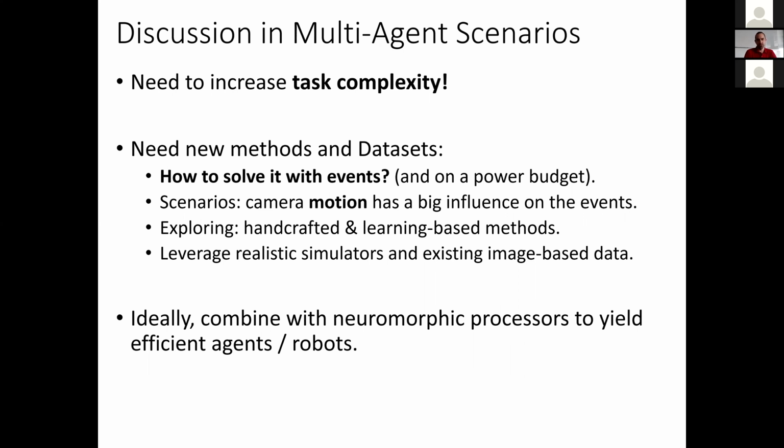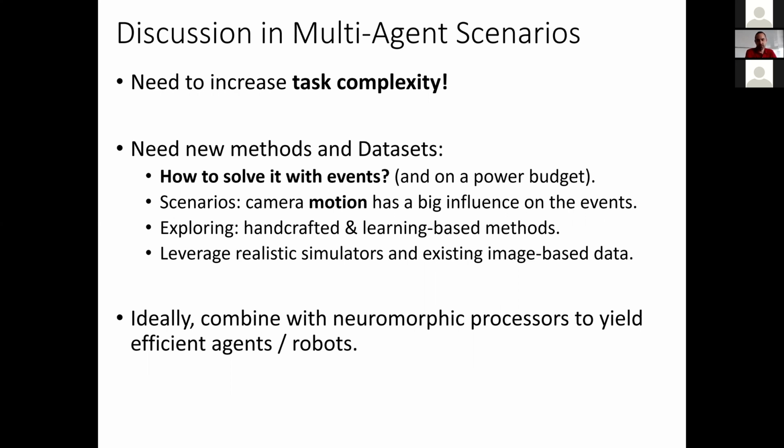So to answer the question of how to solve it with events, and not only that, but how to do it on a power budget: we've seen that the scenario plays a big role. The camera motion has a big influence on the events. And in the current state of the art, we are exploring both handcrafted and learning-based methods to try to solve these low-level vision problems. But learning methods are, I guess, becoming more dominant.